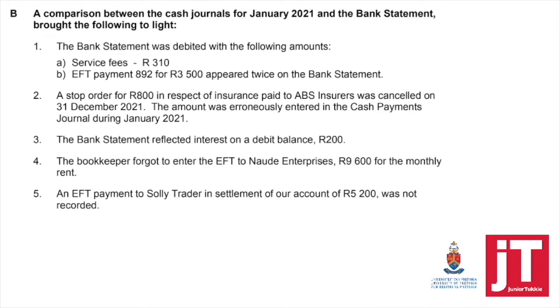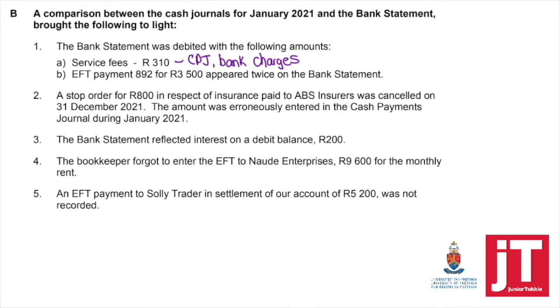Looking at information B, we're now going to go through all the transactions and make a note of exactly what we need to do with each one. If I start with the first one, the bank statement was debited with the following amounts. Service fees, 310. This will go into the CPJ as bank charges.